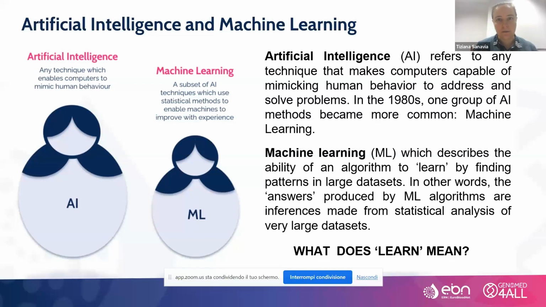They are quite different, because artificial intelligence is a very general concept that includes all the different techniques that try to mimic human behavior in order to solve problems. In the 80s, machine learning arose. With machine learning, we were able to provide models that learn new rules from data. So what do we mean when we say we learn?